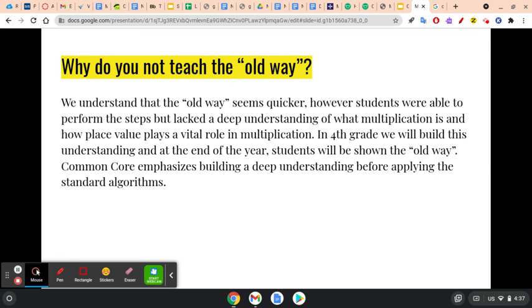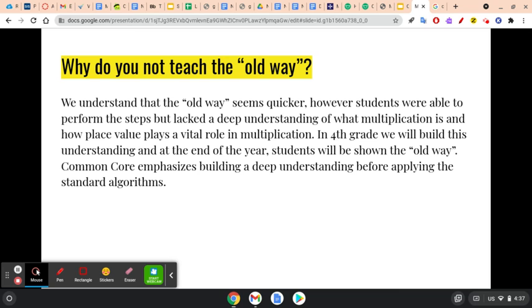So this slide is to say, why do you not teach the old way? Because that's a question we get. Like I said before, we will teach the standard algorithm, which is the normal way. That's the most common way that we multiply in the United States. That's what the standard algorithm stands for. So for us, it seems quicker. Trust me, as a teacher, I completely understand that. It is quicker for us because that's what we were taught.